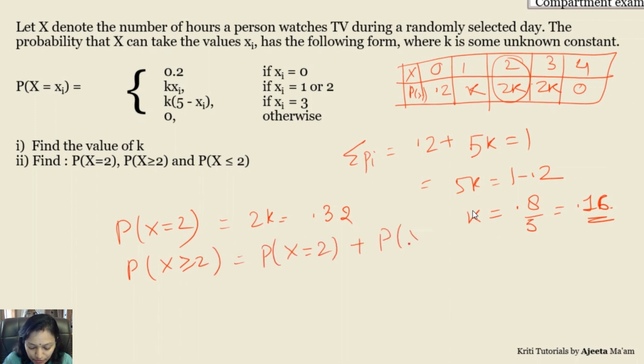2 will be coming here. 4 में 0 है. Okay, so now what do we have? 2k, 2k, so we get 4k. So 4 into 0.16, we get 0.64, right?